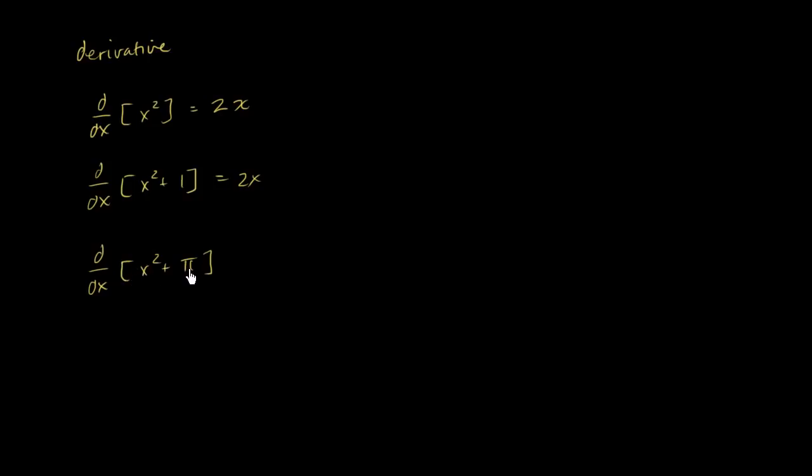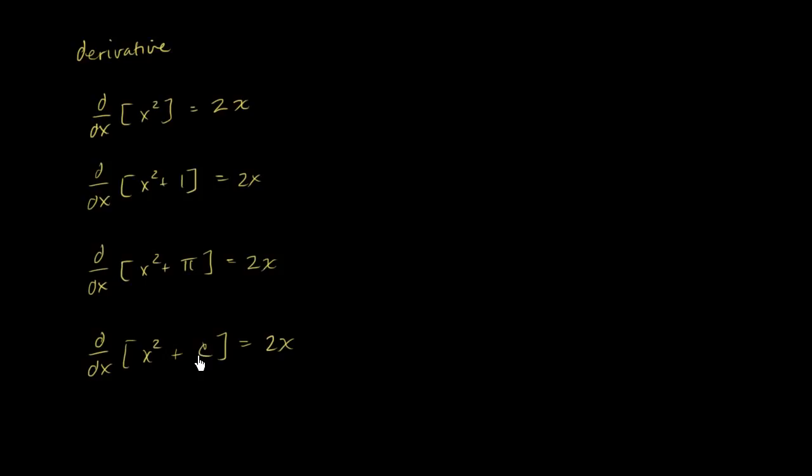Derivative with respect to x of pi, of a constant, is just 0. The derivative with respect to x of 1 is just 0. So once again, this is just going to be equal to 2x. In general, the derivative with respect to x of x squared plus any constant is going to be equal to 2x.